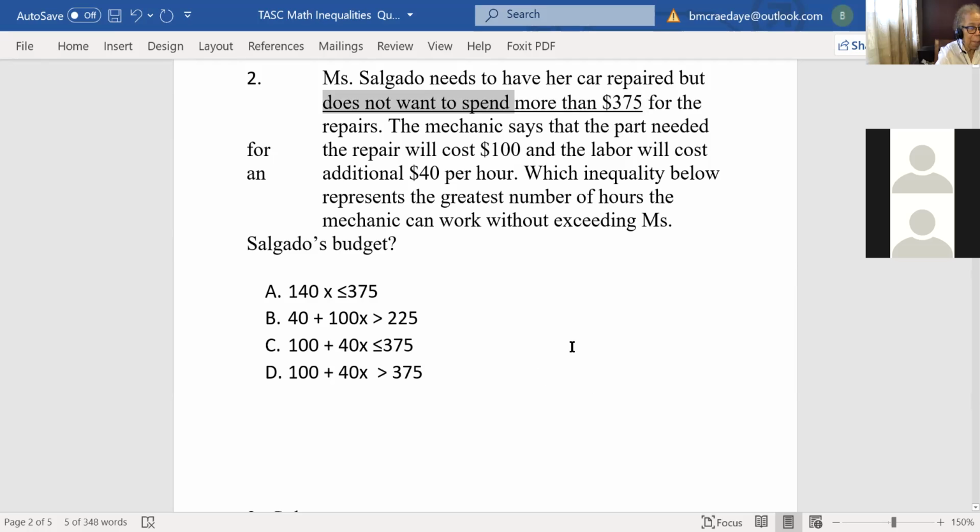Will it be C? Yeah, you're right. It would be C, because it says she does not want to spend more than her budget, 375. So that means it's got to be equal to 375 or less than. And that's the fixed cost, $100, plus the variable, $40 an hour, where X is the number of hours, has to be less than or equal to 375. So your answer is C. Very good.